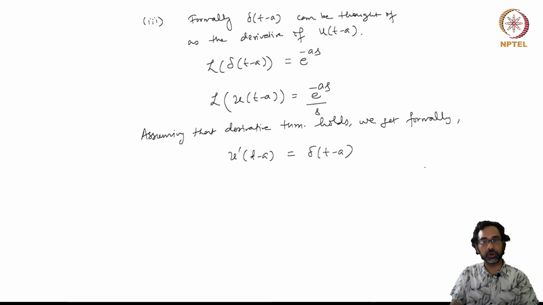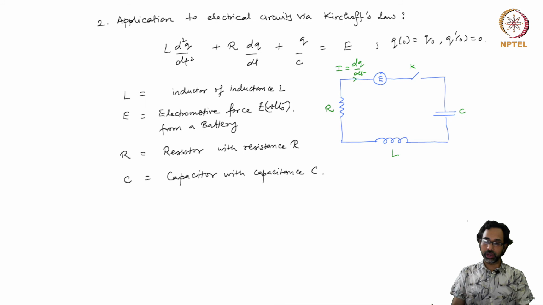So these are the important properties of the delta function, and we can use this to model large blows for very small intervals of time. Or when you have an electrical circuit and there is a large current flowing for a very small time, then you can also model it using the delta function. We can have other applications, for example to electrical circuits via Kirchhoff's law.